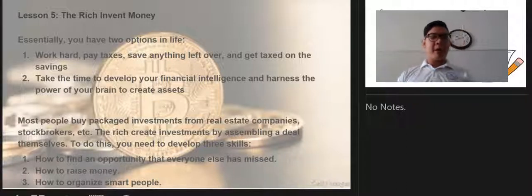Most people buy packaged investments from real estate companies, stock brokers, and others. The rich create investments by assembling a deal themselves. To do this, you need to develop 3 skills. The first is how to find an opportunity that everyone else has missed. The second, how to raise money. And the last one is how to organize smart people.